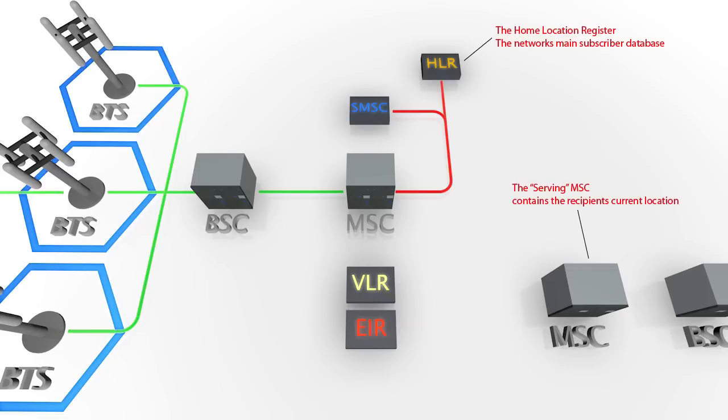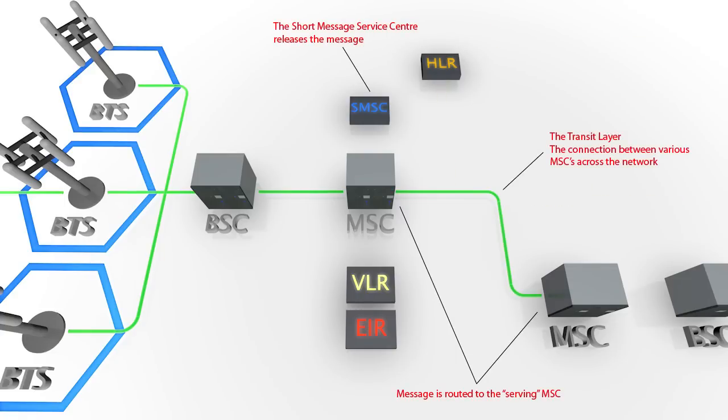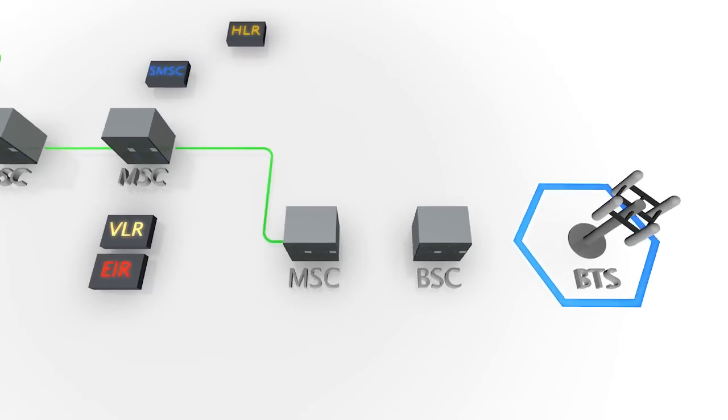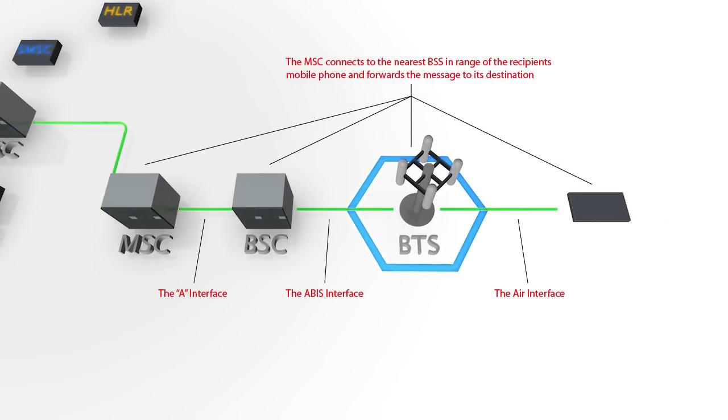At this point, the MSC asks the HLR for the recipient's location using the phone number which is saved within our message. Once this information has been received, the message is released and passed through the transit layer to the appropriate MSC, which then forwards it to the nearest BSS that is in range of the recipient, where the message finally reaches its destination.